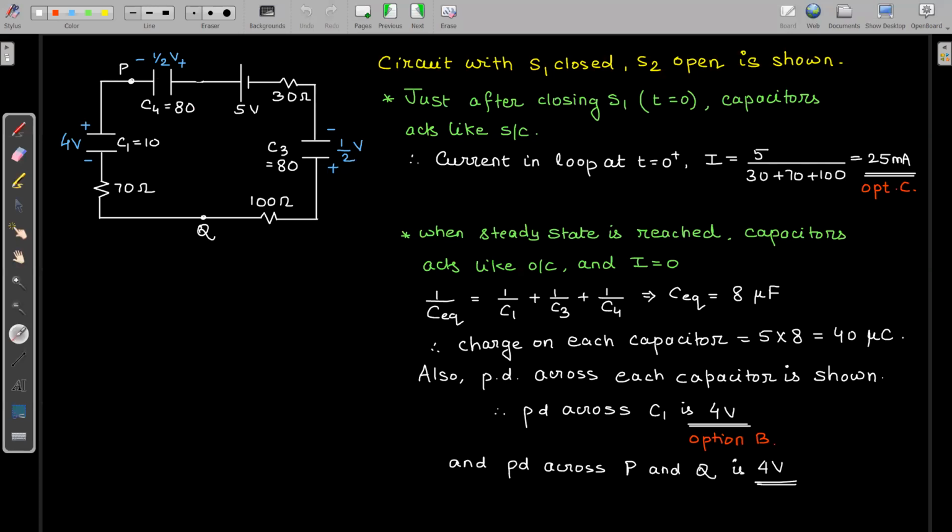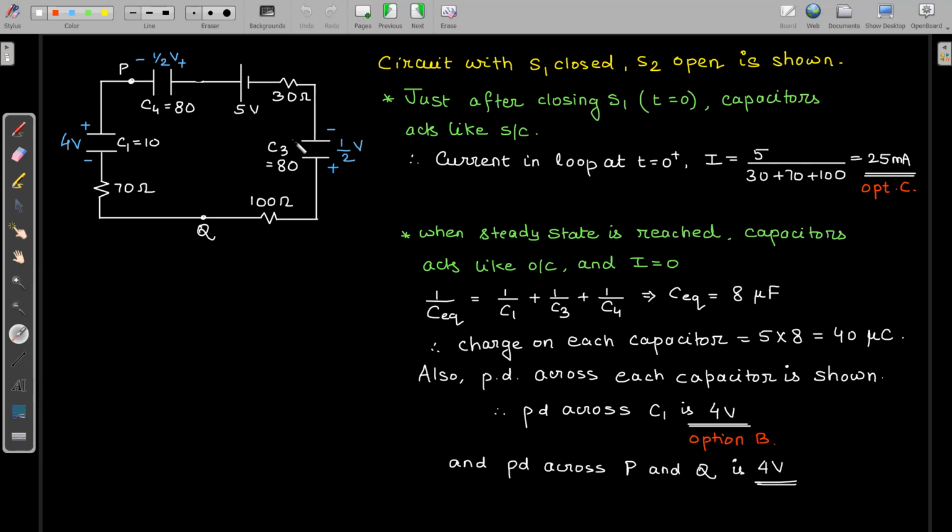Capacitors were initially uncharged, right? And the property of a capacitor is that it does not allow sudden change in voltage across it. So capacitors were initially uncharged, so potential difference across them was zero. Just at the instant when you close the switch S1, capacitors will not allow the potential difference to suddenly change across them. So the capacitors will behave like a short circuit, right? They will offer zero potential difference. This is the property of the capacitor. They will not allow sudden change in voltage.